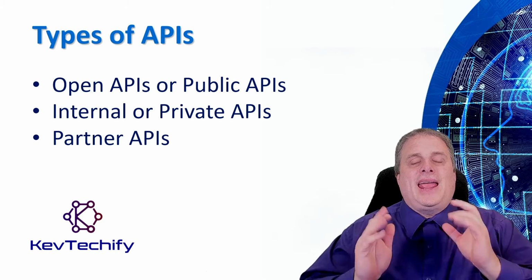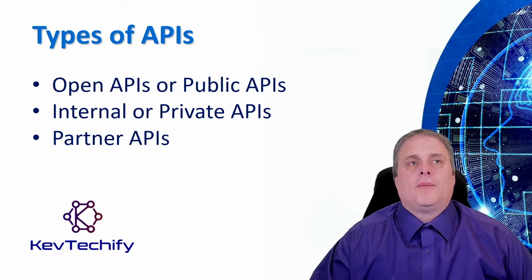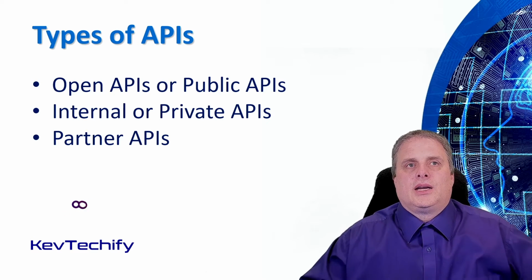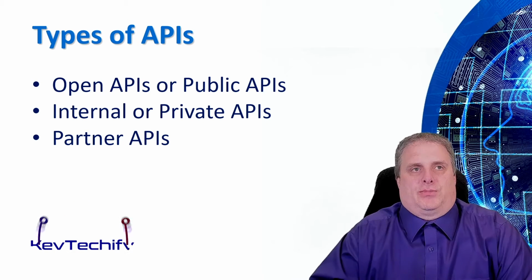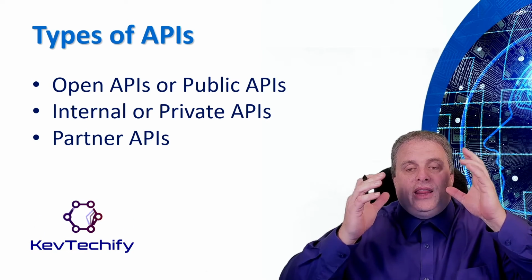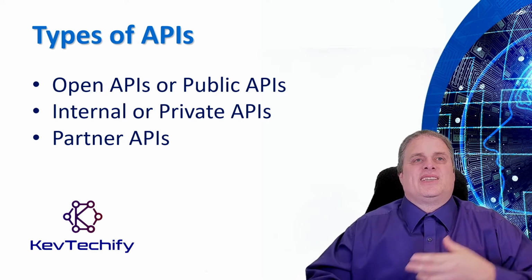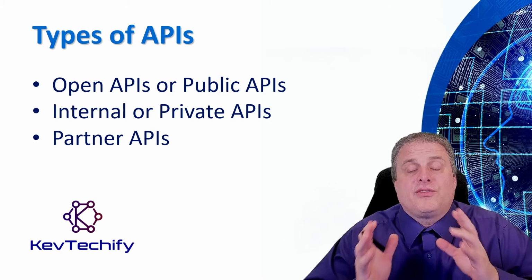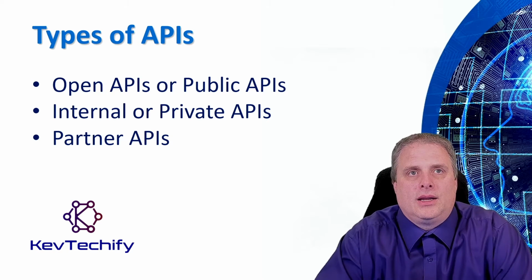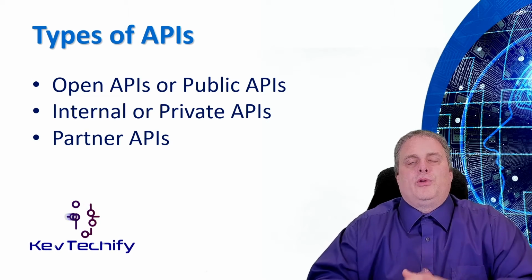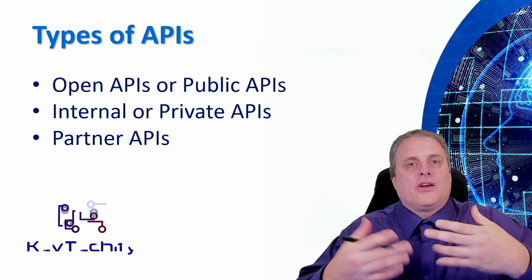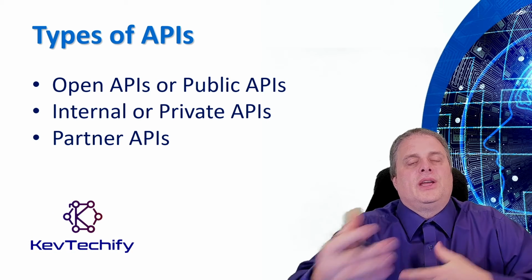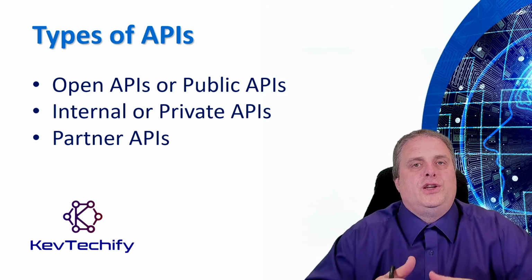The last type of API is a partner API. These APIs are used between companies and their business partners, and they use it to facilitate business between them. The business partner must have a license or other form of permission to use this API. An example here would be a travel service using the airline's API to get that flight information for you to book the ticket.